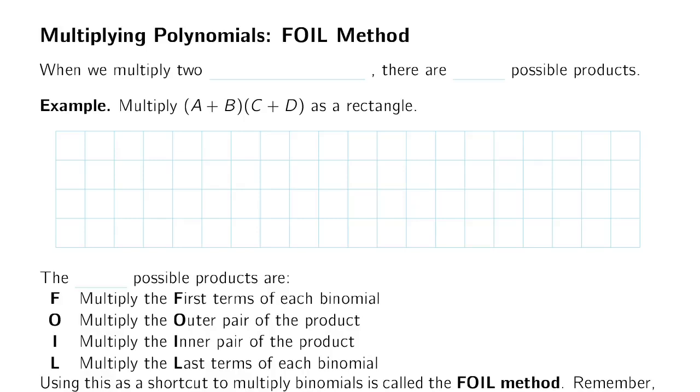The simplest pair of polynomials we can multiply is a pair of binomials. Two terms each is the smallest we can go while still having more than one term in each. And when we do that, there are 4 possible products: 2 terms from the first, 2 terms from the second, 2 times 2 equals 4 possible products.